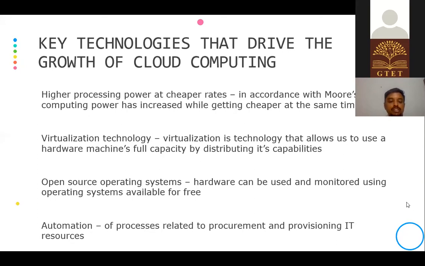The fourth key technological innovation that is driving growth for cloud computing is automation. What does this mean, right?